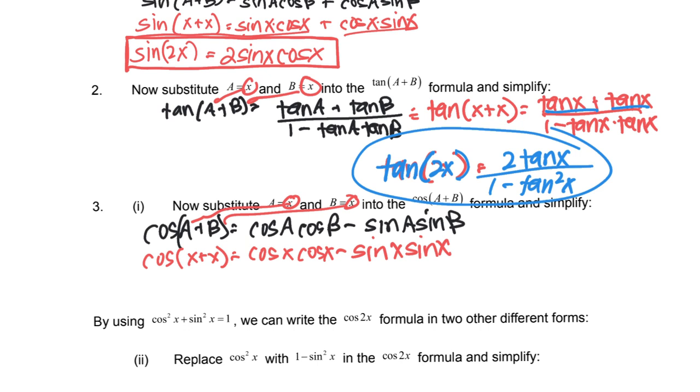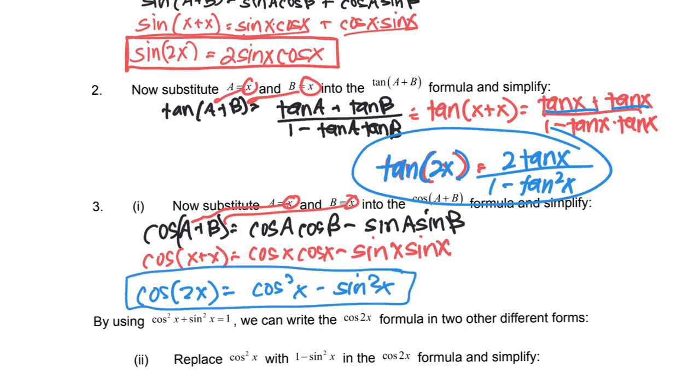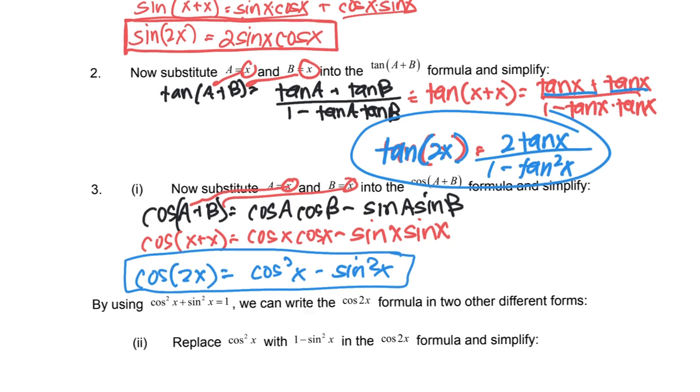And we can simplify this to be cosine of 2x, which is the formula we were looking for, cosine squared x minus sine squared x. And that is different than cosine squared x plus sine squared x, which would have been 1. But this is a different formula. Cosine squared x minus sine squared x is our double angle cosine formula.